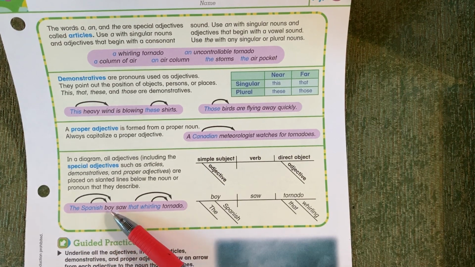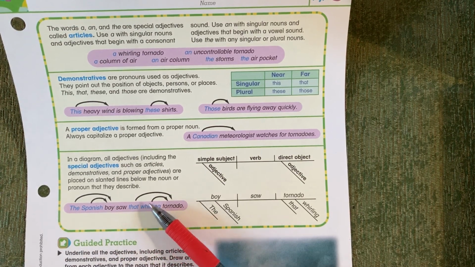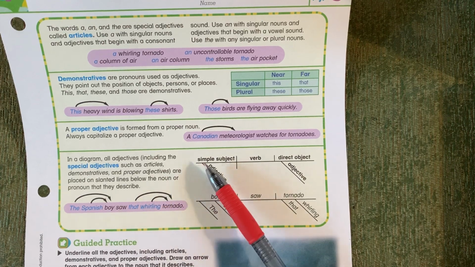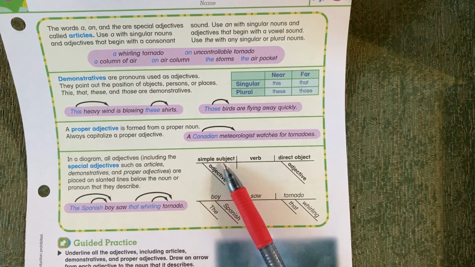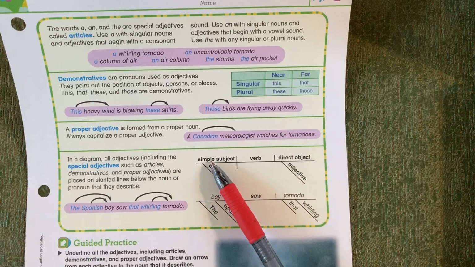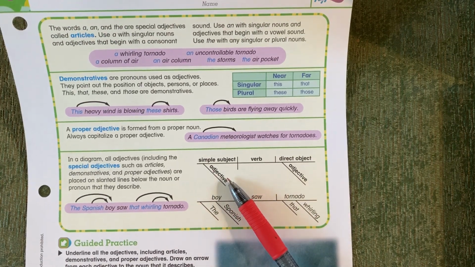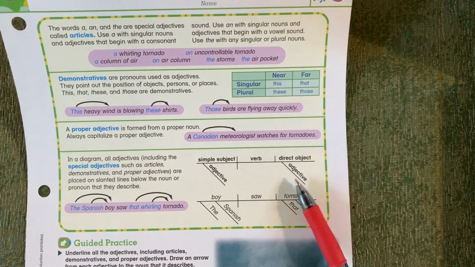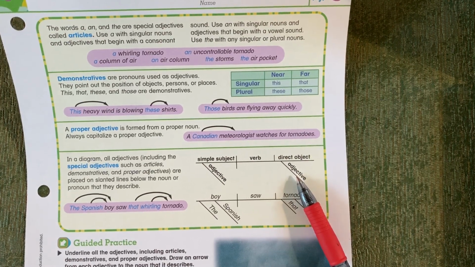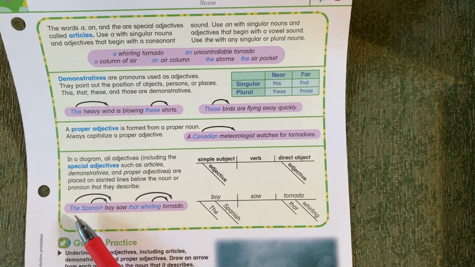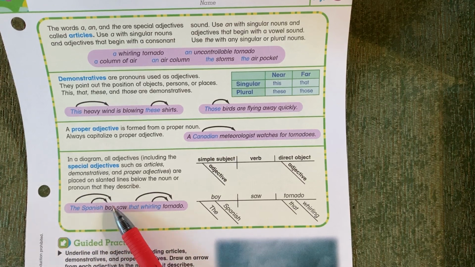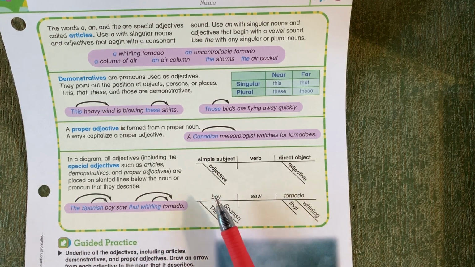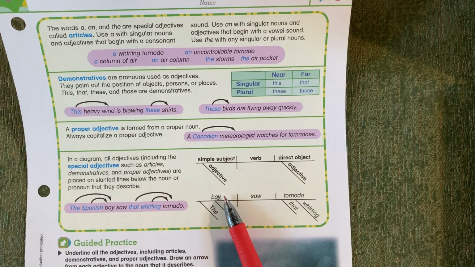The Spanish boy saw that whirling tornado. Okay, so if you have the subject that has an adjective, then it goes on a slanted line below the subject. If there's a direct object that has an adjective describing it, it goes on a slanted line below the direct object. So the boy, Spanish boy. Those are 2 adjectives describing the subject boy. So we have boy as the subject, the and Spanish describe boy.